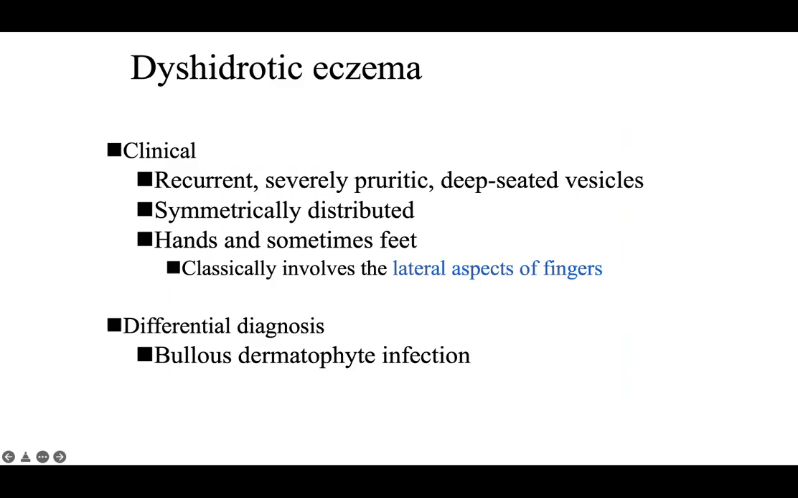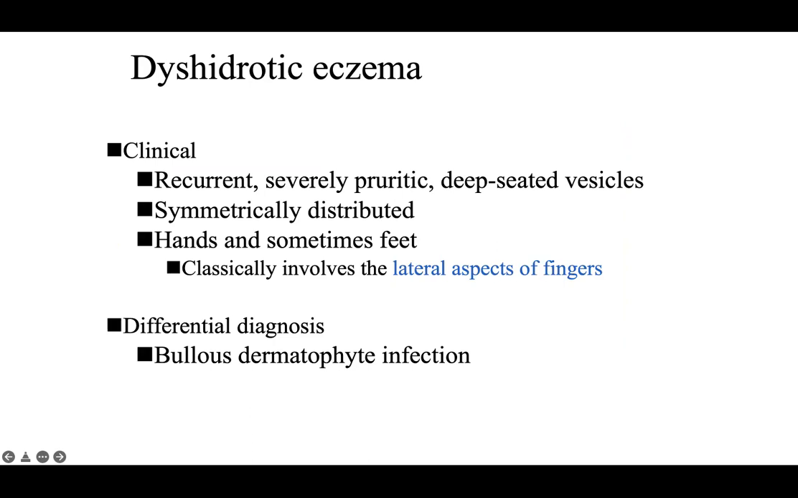All right, moving on to dishydrotic eczema. Clinically, you're going to see recurrent, severely pruritic, deep-seated vesicles, symmetrically distributed on the hands and feet. Classically involves the lateral aspect of the fingers. Differential diagnosis includes, as always, bullous dermatophyte infection.